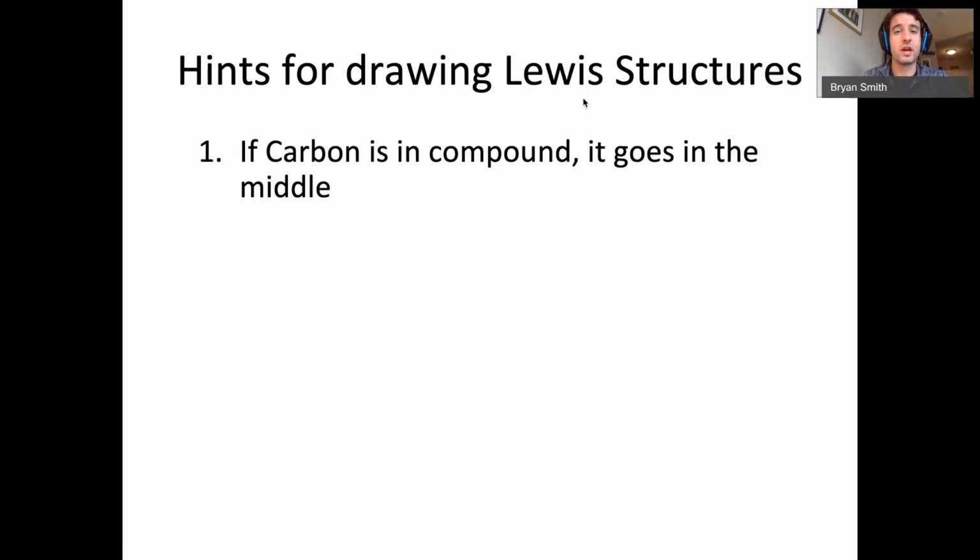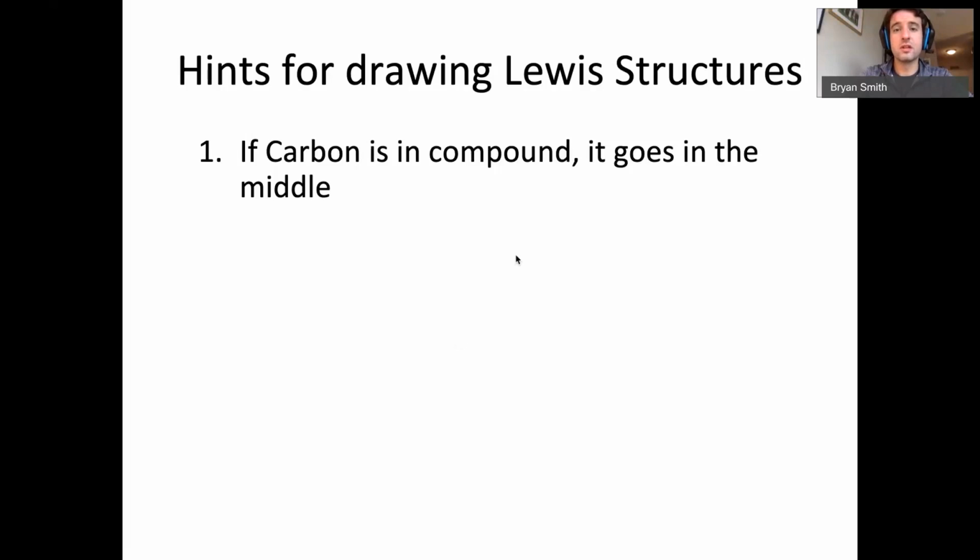The first rule that I have here, or the first hint, I guess I could say, is that if carbon is in a compound, it goes in the middle. This is because carbon's structure is C and then it has 4 dots. That means it's going to form 4 bonds to get to a total of 8 valence electrons. So since it's one of the compounds that can form the most bonds, we'll always put that in the middle.